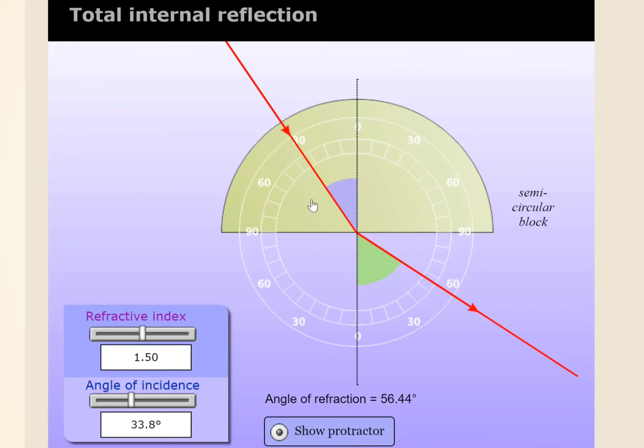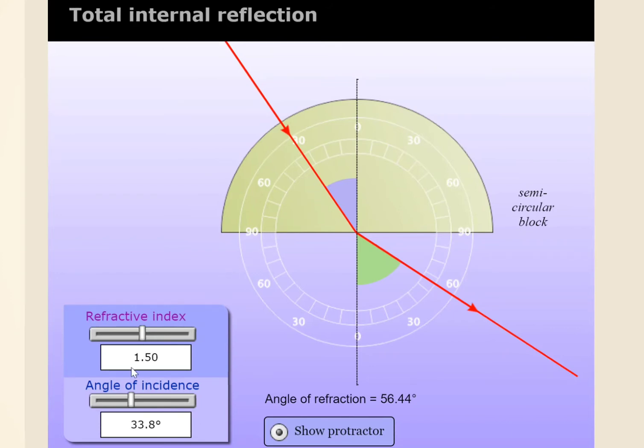So this is the incident ray. This is the refracted ray. This is the incident angle. This is the refracted angle. Remember, the angles must be measured from the normal, not from the surface. You will be wrong.